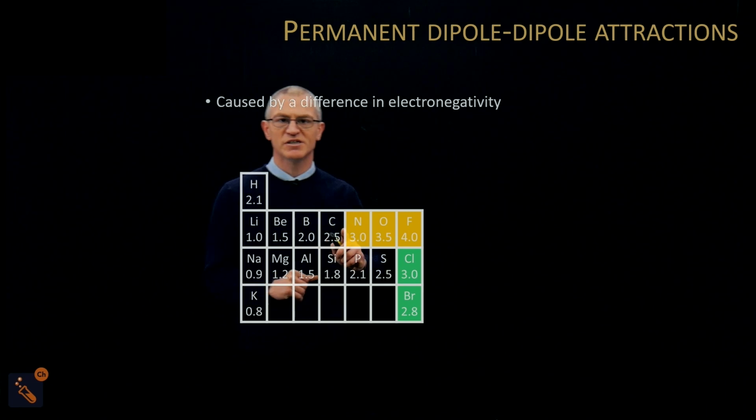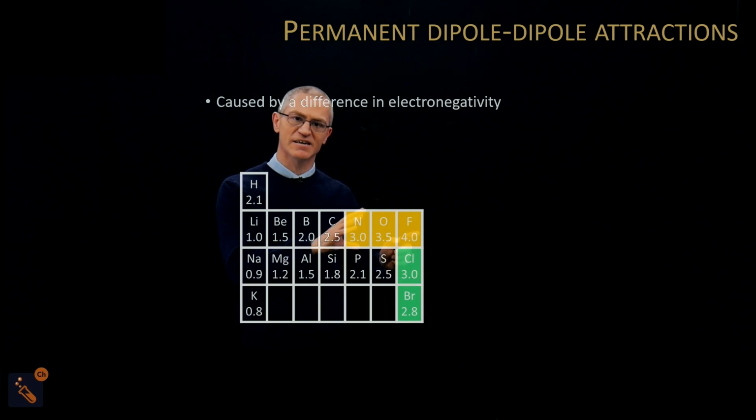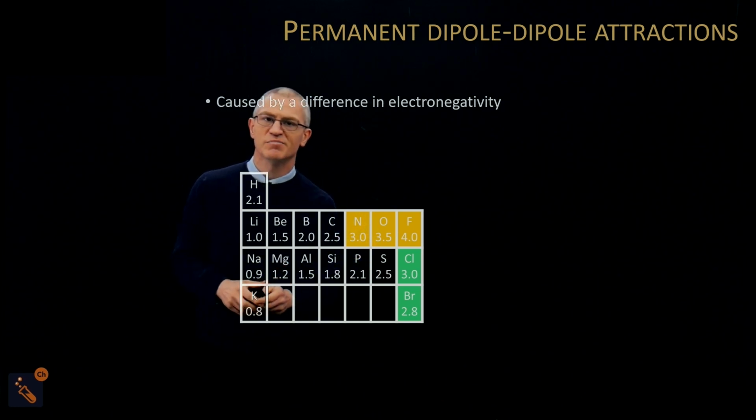Now, if non-metals are bonding to each other, as in the NOF Cl, bonding to, for example, P, S, C, and C, you can see that their electronegativity values are very different to the other non-metals as well. So that's when you get a permanent dipole.